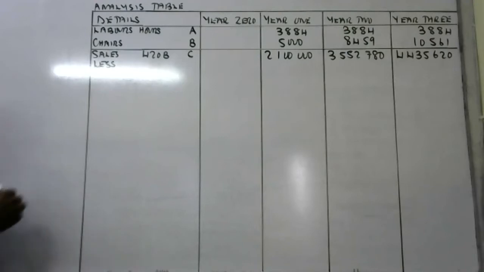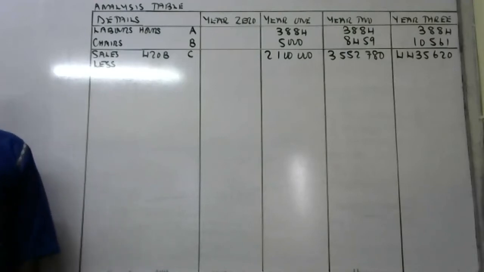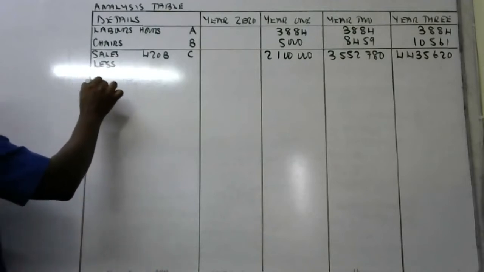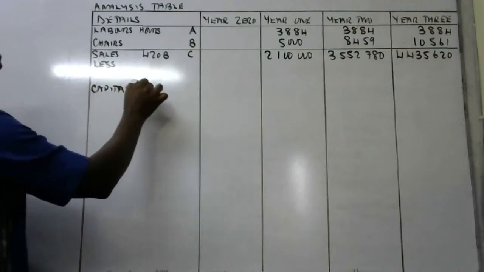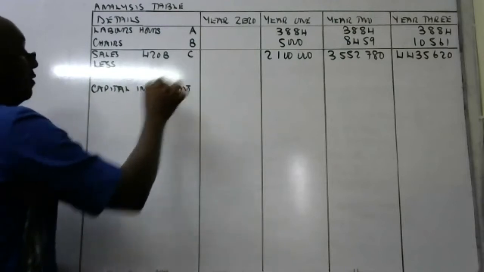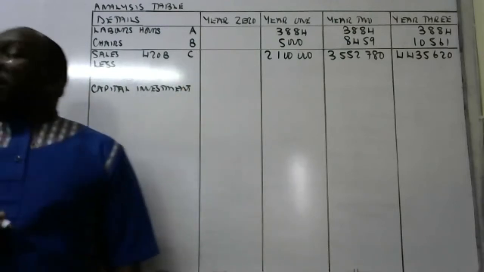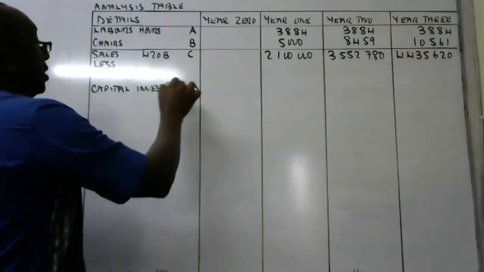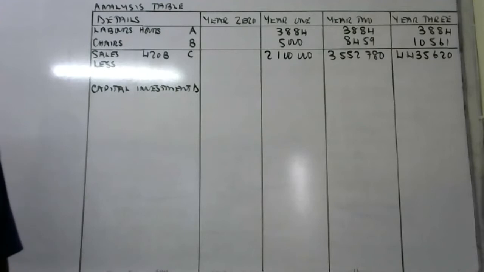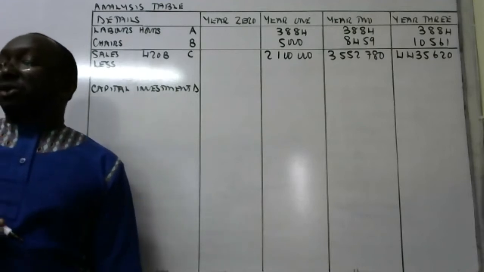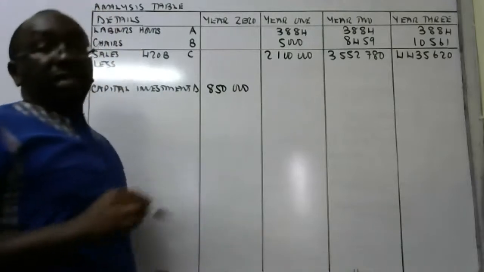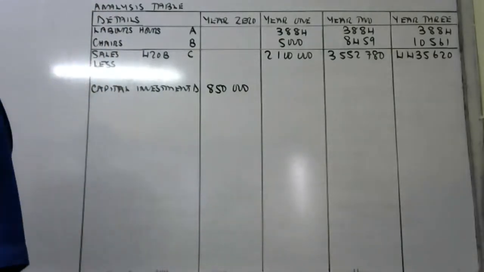So the first cost, the first one that we had identified among the outflows, is the capital investment. Now capital investment is only in the first year, and I want us to call it D. It is how much? 850,000. Now that one is in year zero, recorded there.